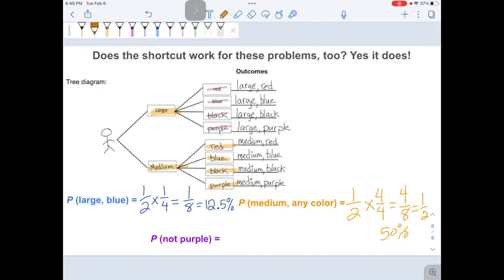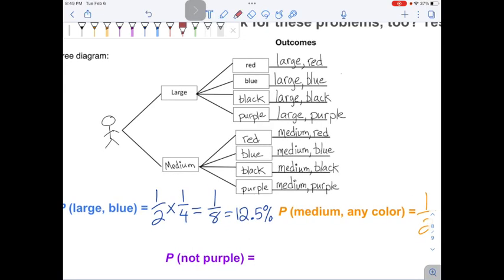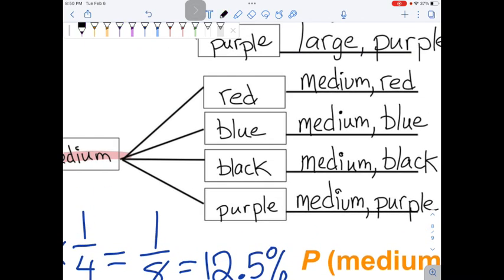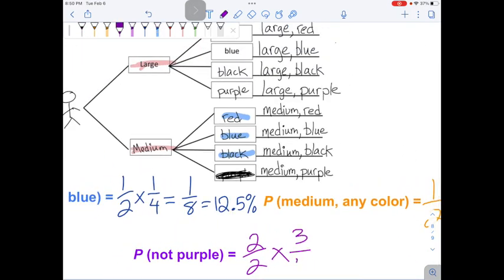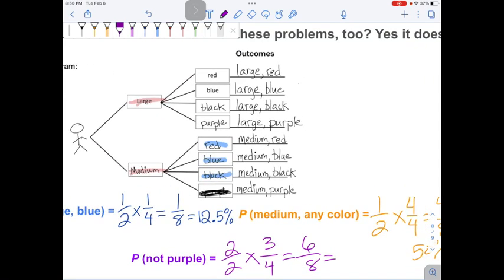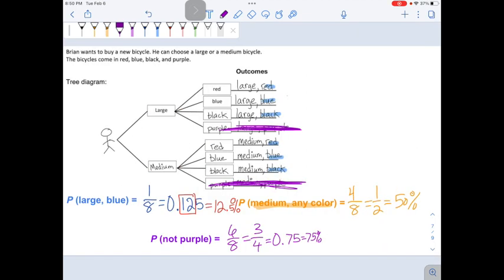All right, the last one, not purple. Well, if it's not purple, then we don't really care about the size. So you can use either one, large or medium. So that's 2 out of 2. Right? You can use both of those options, times. And then if it's not purple, then we cross out the purple one. And it looks like there's 1, 2, 3 left. So that's times 3/4. That gets us 2 times 3 is 6, 2 times 4 is 8. There is 3/4 as a final answer, which is 75%. All of those match here.